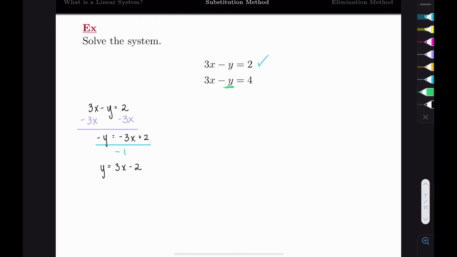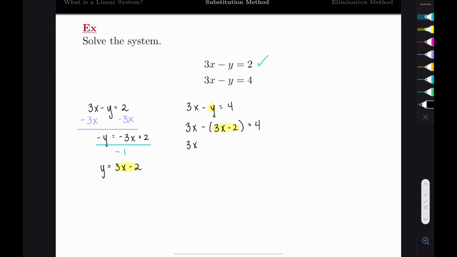Now, I want to plug this into y in the second equation. So we have not touched that one yet. We have 3x minus y equals 4. And our y, we're going to replace by 3x minus 2. So we have 3x minus this expression equals 4. And so I've got a single equation now involving x.